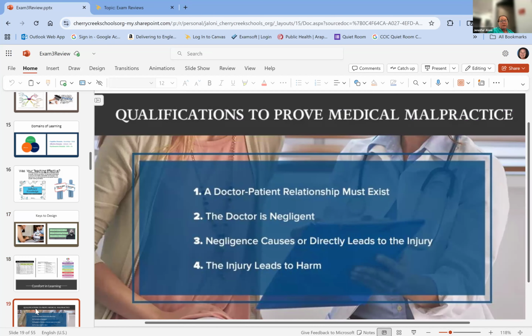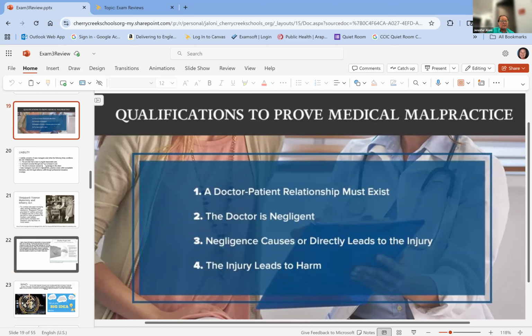Questions that we look to prove malpractice. Was there a doctor-patient relationship that existed? Was the nurse or doctor negligent? Did it cause direct injury? And did the injury lead to harm? Okay, that's how you prove medical malpractice.